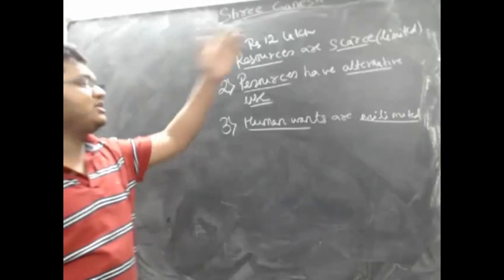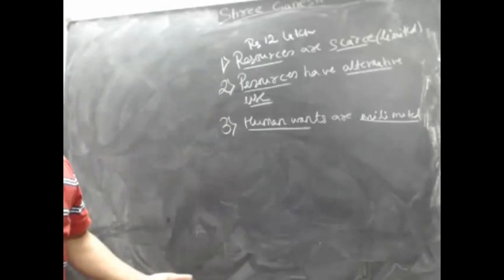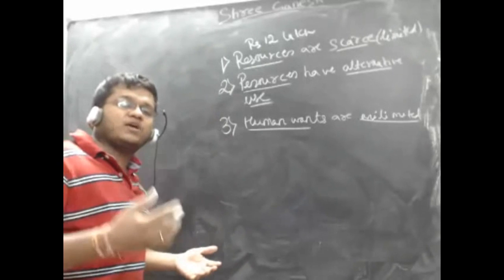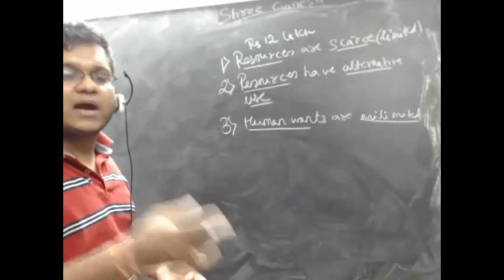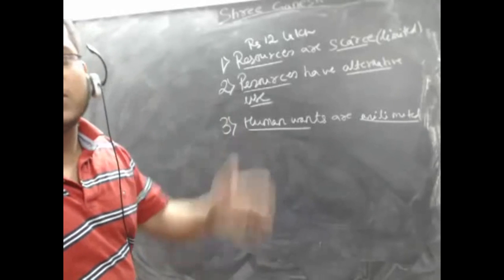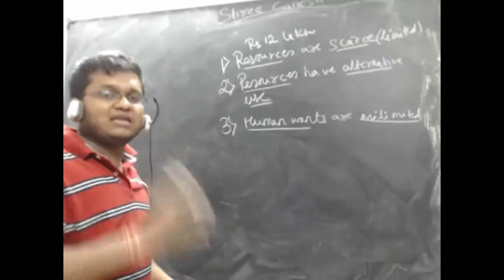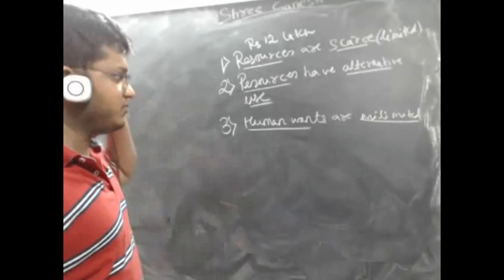If you are a salaried employee, there is a limit on your salary. If you are doing business, there is a limit on how much profit you can make. When you were a child, there was a limit on how much pocket money was given to you by your parents. So you will always see that the resources available to you are limited. You do not have unlimited access to any resources at any point of time.